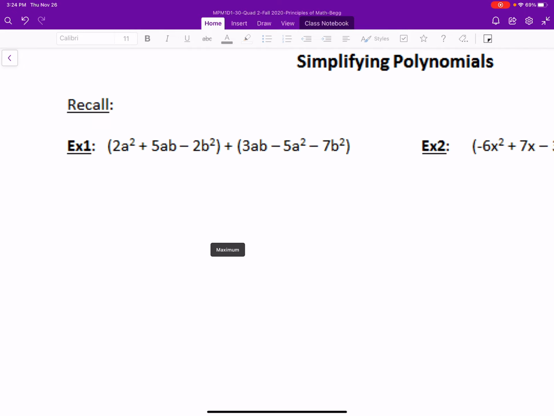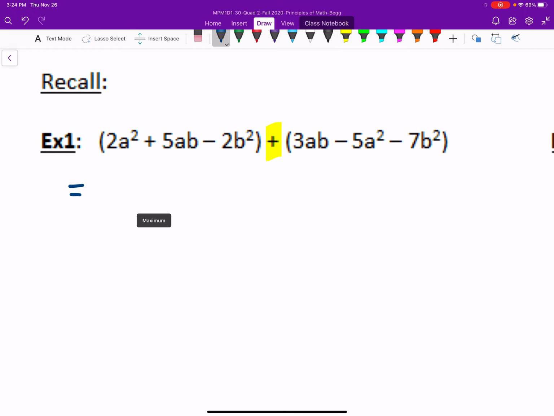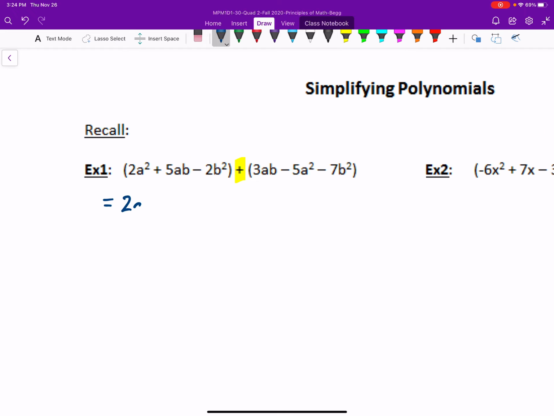So for this first example here, remember, if we've got them in brackets and there's a plus sign between them like this, then we can take the brackets off. We have the same thing, so it would be 2a squared plus 5ab minus 2b squared. Then we just take the brackets off, plus 3ab minus 5a squared minus 7b squared.